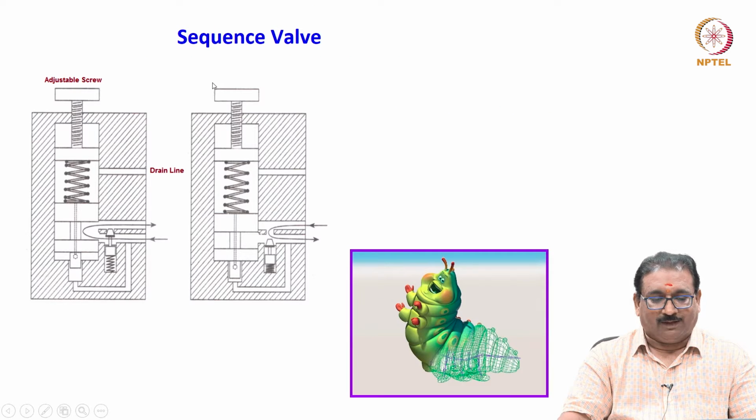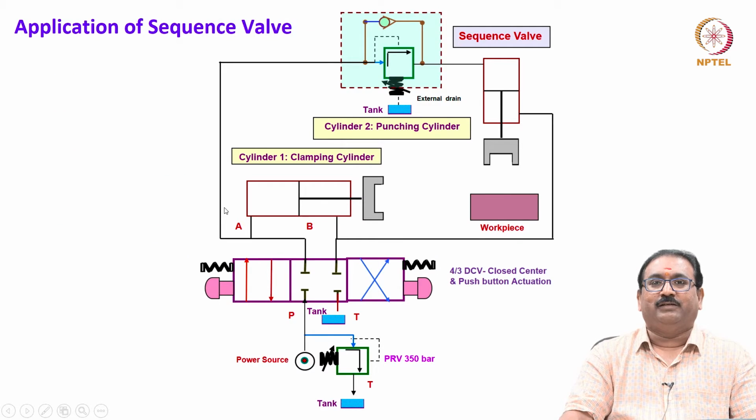Sequence valve: same here, you will see the poppet type of arrangement, and the NRV arrangement is similar. The same drain line is there, all are the same here. The pilot line is coming through here. The constructional feature is the same, correct, friends? Now let us see, I will explain this valve in one application.